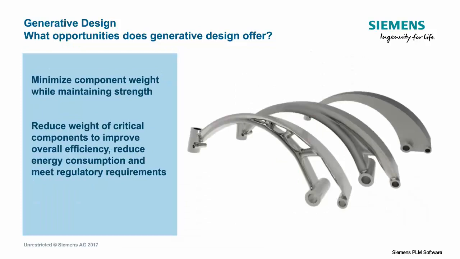Another possibility we see is to reduce component weight while maintaining strength. Where the component is a moving component in a machine, lighter weight improves the efficiency of the machine and reduces energy consumption as well. And for vehicles and aeroplanes, lighter weight components also reduces energy consumption and can enable manufacturers to meet stringent regulatory requirements for efficiency of their products.